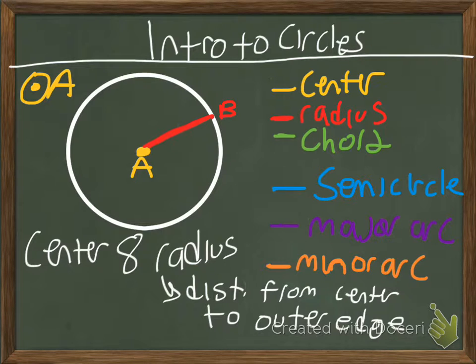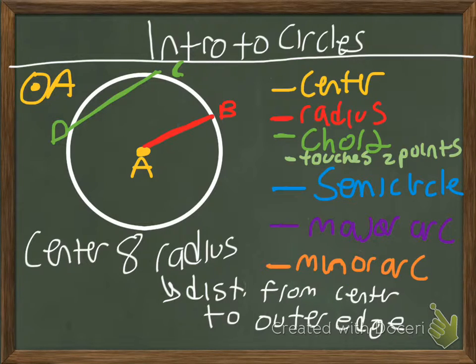The chord touches 2 points. That's a segment that touches 2 points on the circle. So the chord would be something like this. We'll call that C and D. Notice how segment CD touches the circle in 2 places on the outer edge.